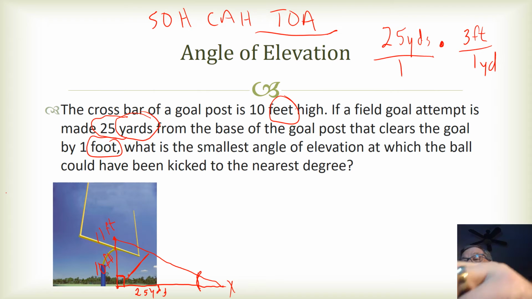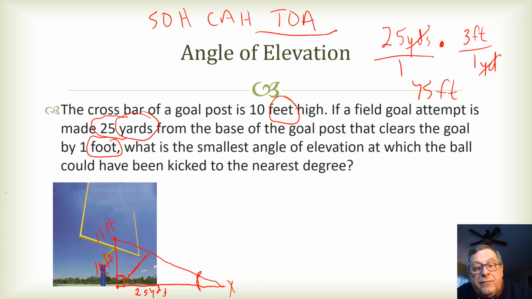Now, if I multiply these two together, guess what? My yards are going to cancel. And then I've got 25 times 3, so that's 75 feet. So I'm going to convert this 25 yards into 75 feet. I've got 11 feet of height that my kick's got to reach, from 75 feet away. And so I can simply set my equation up: the inverse tangent of x equals 11 feet over 75 feet. And that's going to give me an angle.